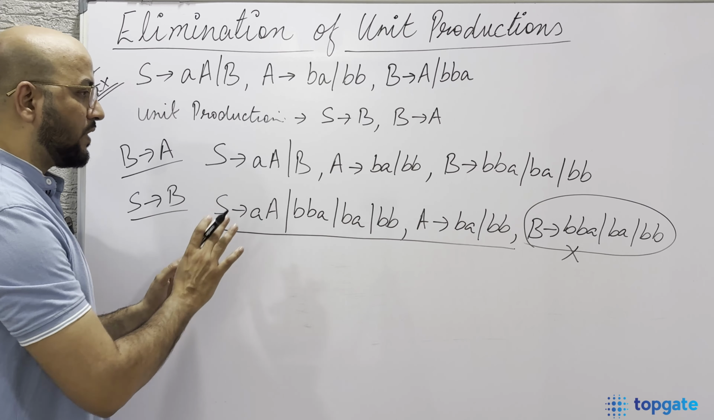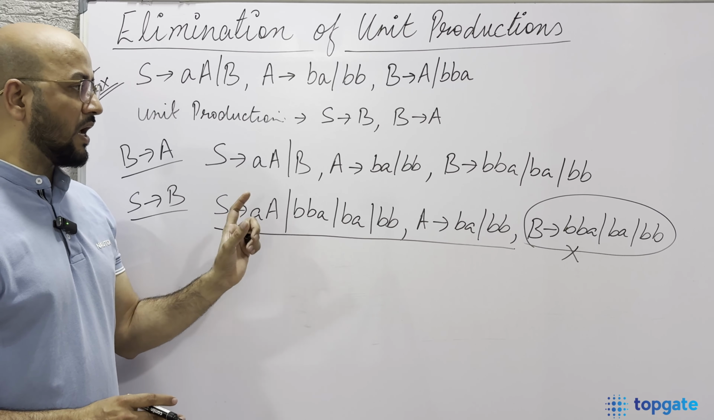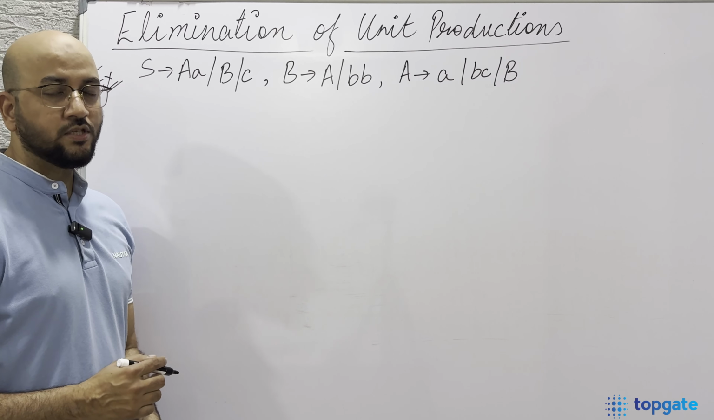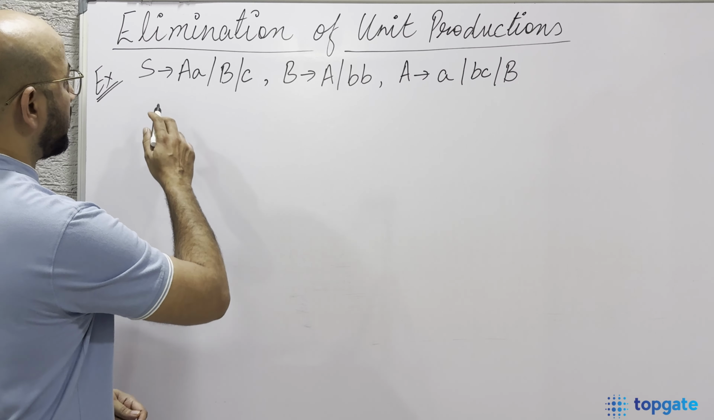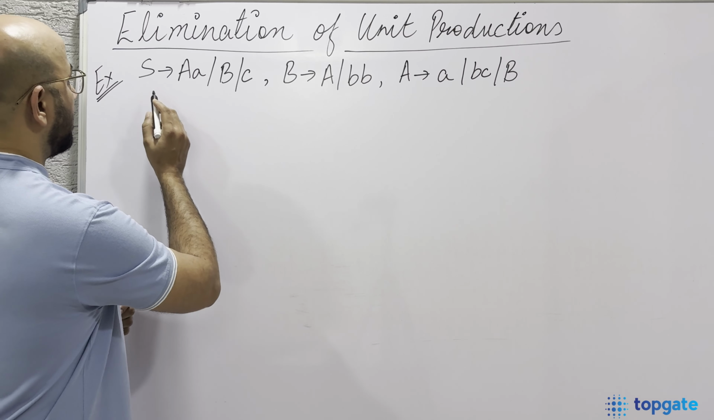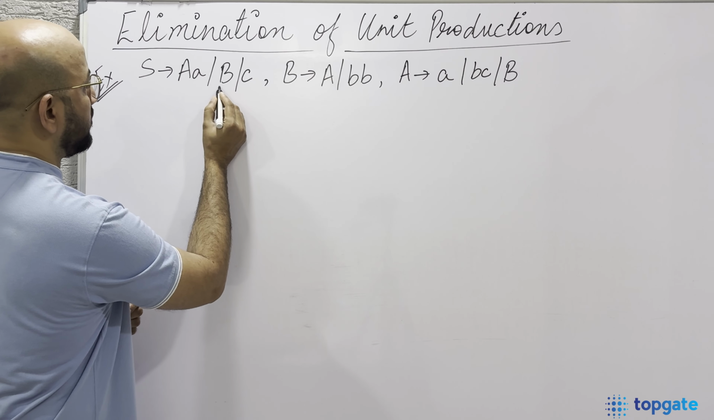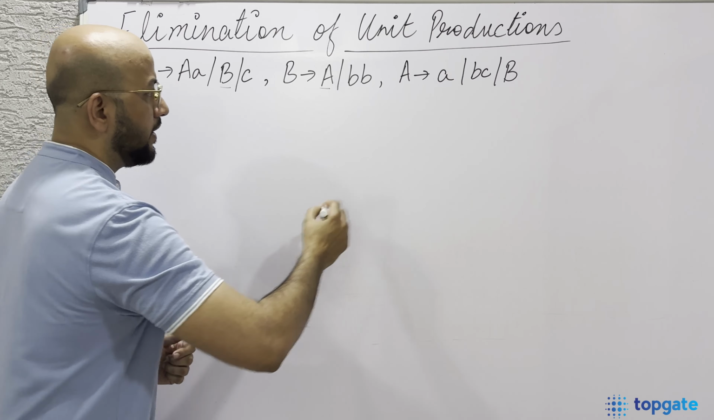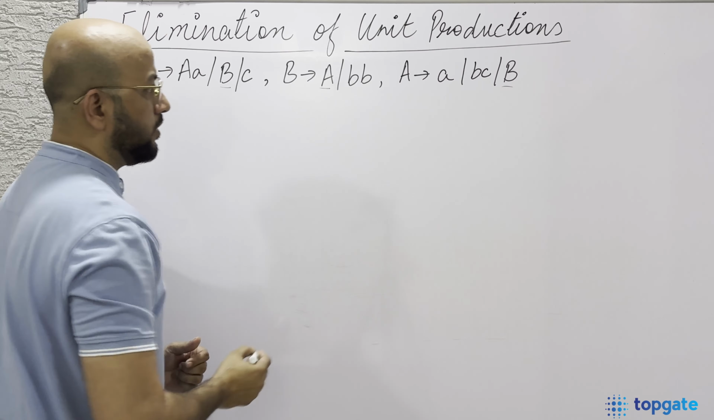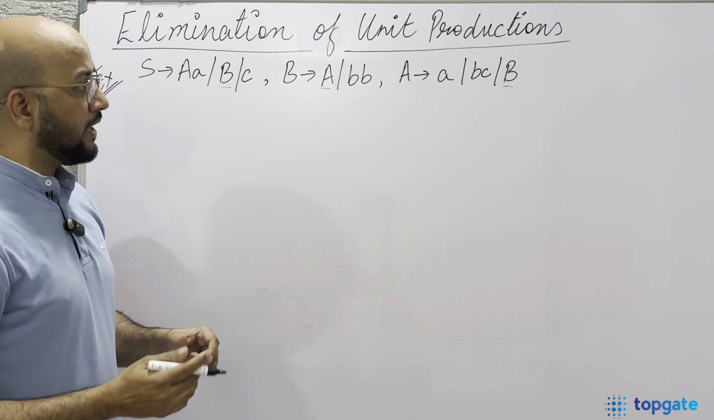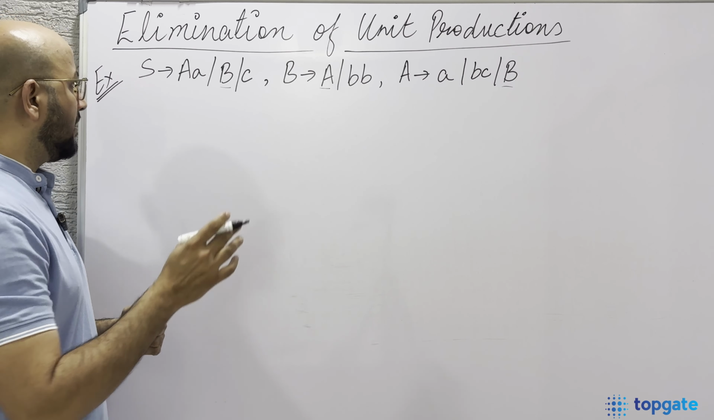So this is my final context-free grammar after the elimination of unit productions. Let's see one more example. So we have this context-free grammar, and if you analyze it, you can see that we have this unit production, as well as this unit production, as well as this unit production. All of these productions have to be eliminated from this context-free grammar, and then certain changes have to be made. Let's see how we do this.